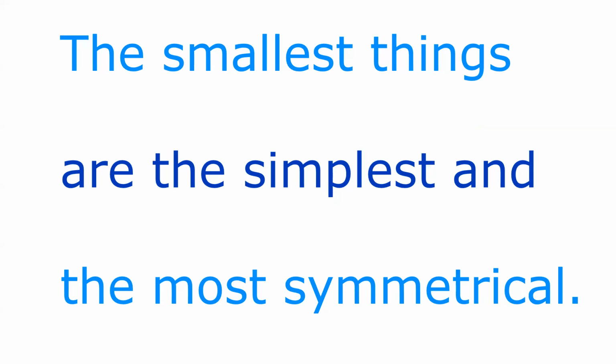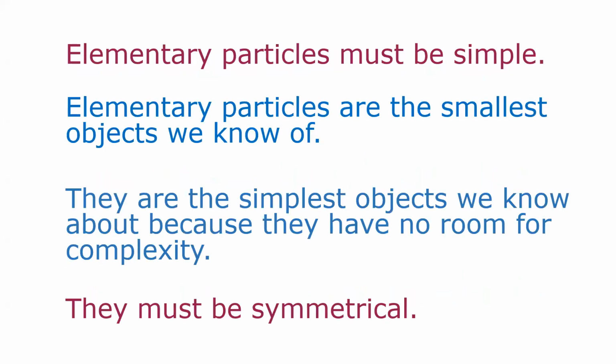Now, some of what I'm about to say to you sounded good to me, and I think there's some truth buried in it somewhere, but it's not mathematics. I can't say that it's necessarily clear, but I think there's some truth to it, that the smallest things are the simplest and the most symmetrical because they just don't have room for complexity. And that means that elementary particles must be simple. They're the smallest objects we know of, and they're the simplest because they have no room for complexity, so they must be symmetrical. As I say, I think there's some truth to this, but it's not like the equations of mathematics or mathematical physics.